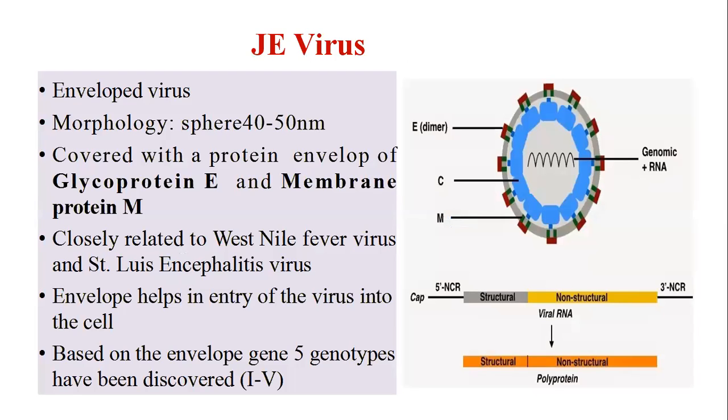Now, about the morphology, this is a spherical, enveloped virus having a diameter of 40 to 50 nanometers, a very small virus covered with a protein envelope of glycoprotein E. Here you can see it's a dimer, glycoprotein E, and a membrane protein here, M. This particular virus is closely related to West Nile fever virus and St. Louis encephalitis virus.